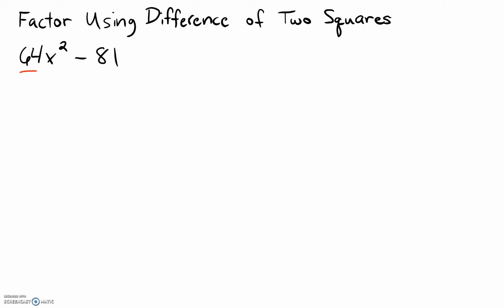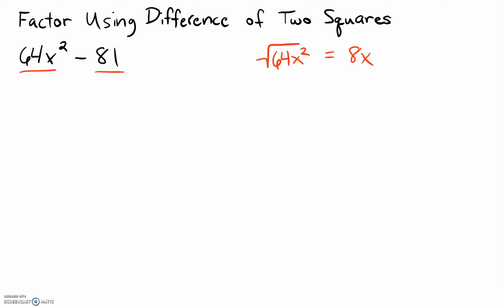So let's go ahead and look at what the square root of each of those would be, just to check that off so that we can go ahead and use the method. The square root of 64x squared is going to be 8x. And if that's confusing to you where that's coming from, just look at the square root of 64. That's going to give you the 8. And then look at the square root of x squared. Well, that's going to give you the x.